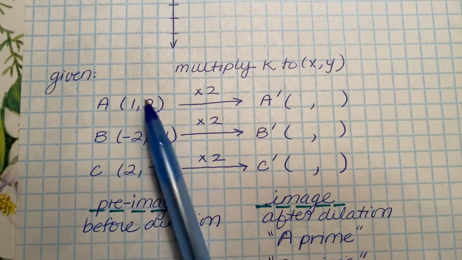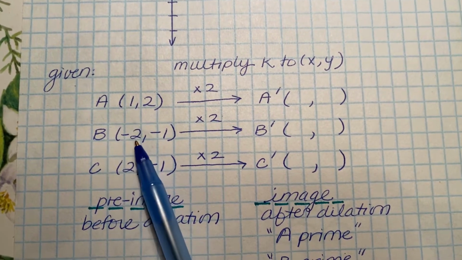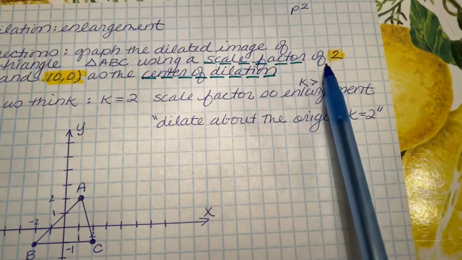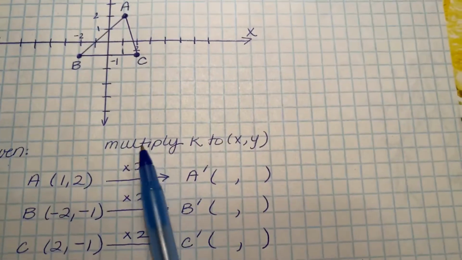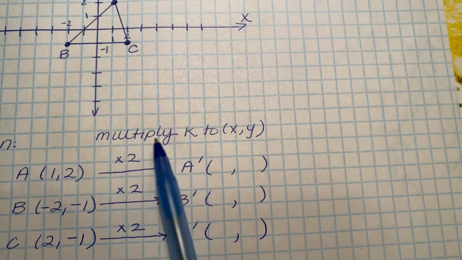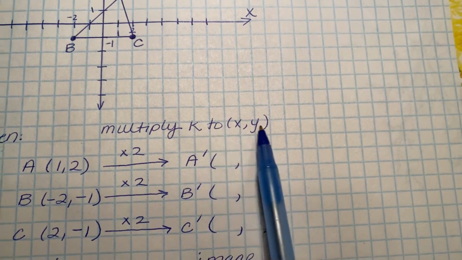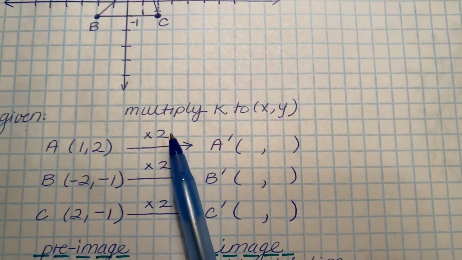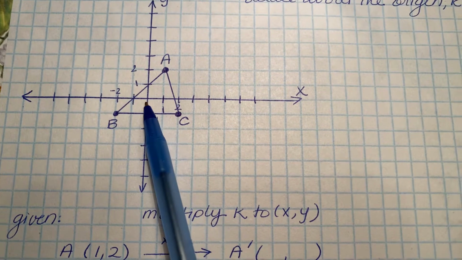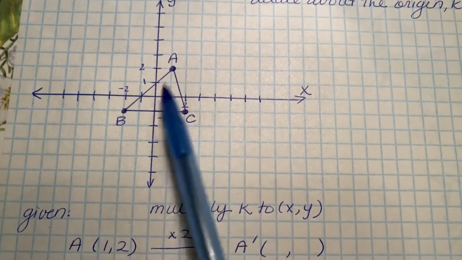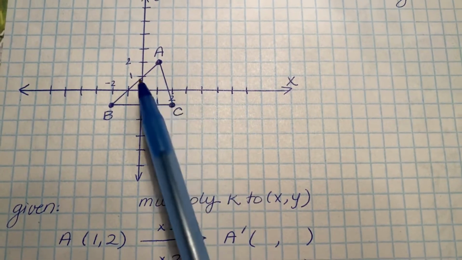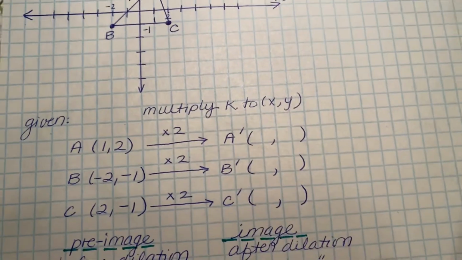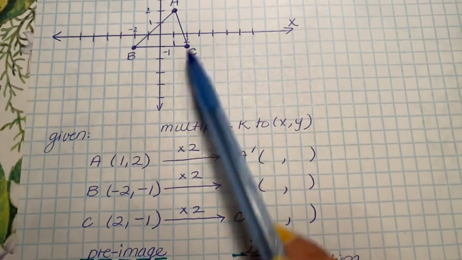So the given points are A, 1, 2, B, -2, -1, C, 2, -1. When they give us the scale factor of 2, that is what we multiply by. So multiply the K value to each of the ordered pairs, both X and Y. Because we're magnifying it, we're going to take this triangle and blow it up 2 times bigger, make it larger by 2 times. Okay, so I have my points.